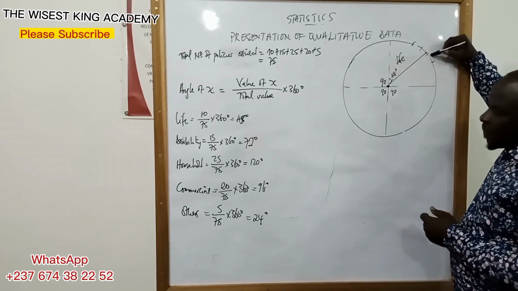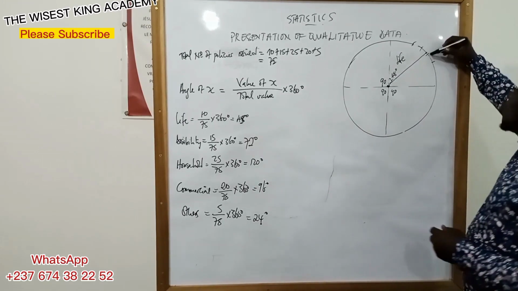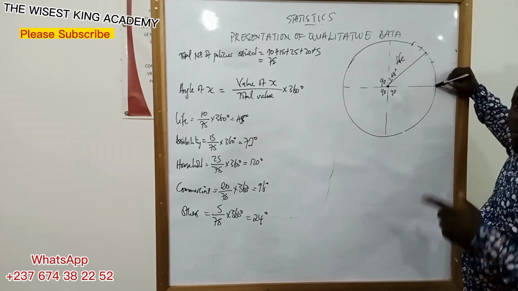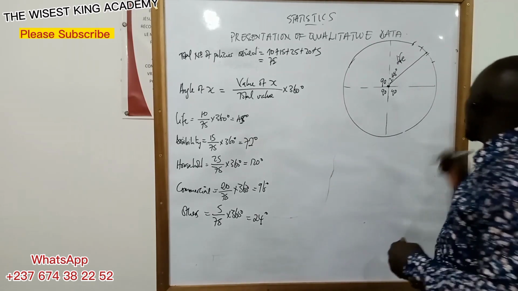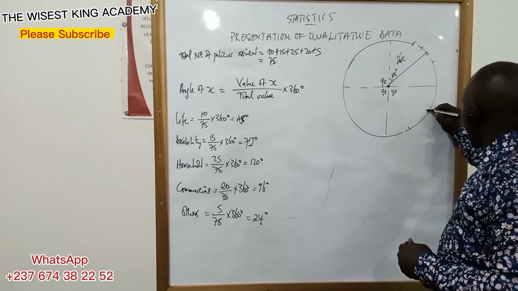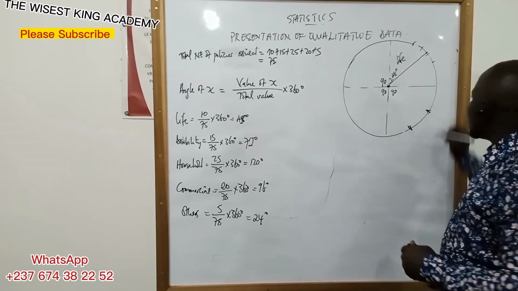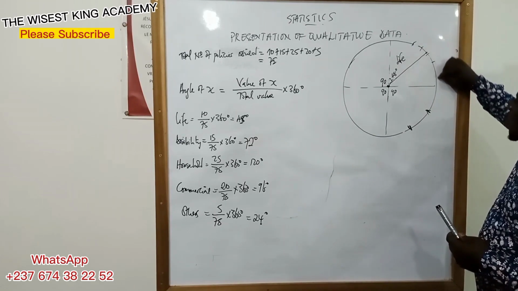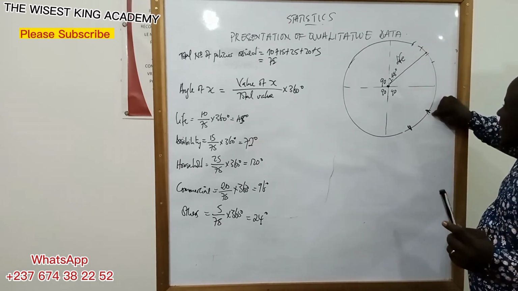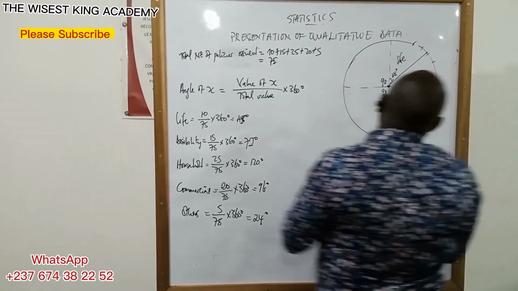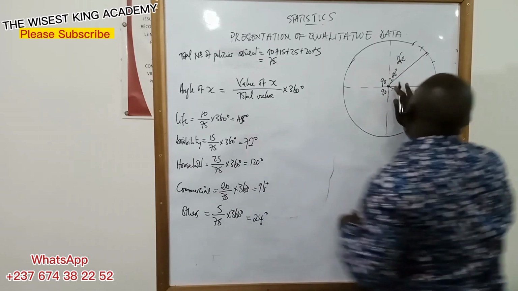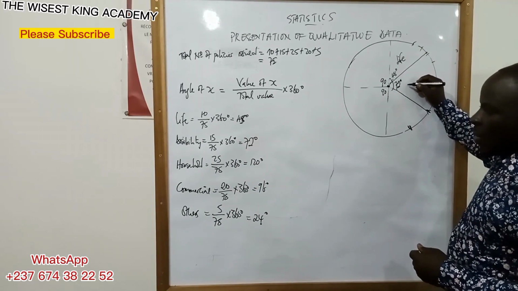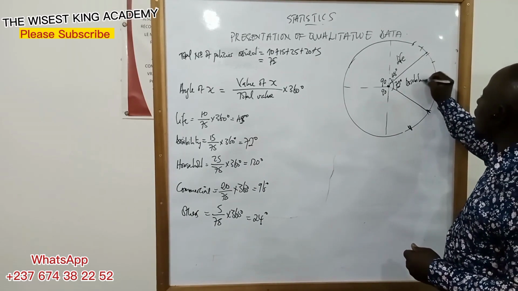Remember, I still have 2 here. The next one is 72. So this is 2. 2 plus 10, 12, plus 30, 42, but I need 72. So let me divide this again into 3. If I divide this into 3, you discover that 2 plus 10 is 12 plus 30, 42 plus 30, 72. So the whole of this angle will be 72 degrees. And what is that? Disability.